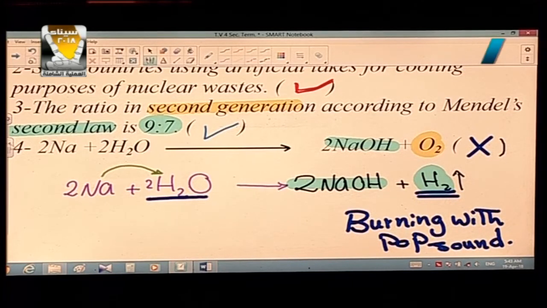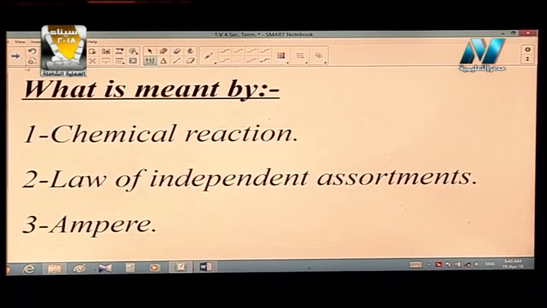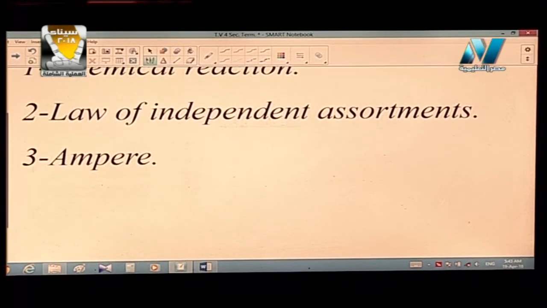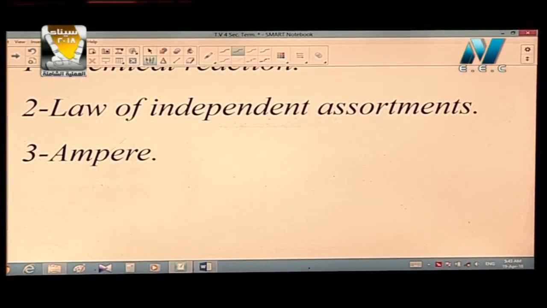We answer according to the chemical equation as a simple substitution reaction. Next, number 1: what is meant by chemical reaction. Number 2: what is meant by law of independent assortment. And number 3: what is meant by ampere. The first question we will answer here is number 1, what is meant by the chemical reaction.